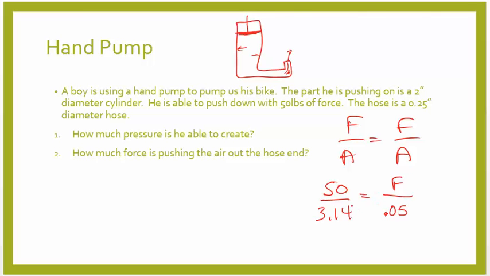Well, we can cross multiply and solve. Okay, I cross multiplied. 50 times 0.05 gave me the 2.5. F times 3.14 gave me the 3.14 F. That's pi. Divided by 3.14, and I found out that there is a force right here. This air is coming out with a force of 0.81 pounds of force, or 0.8 pounds of force.